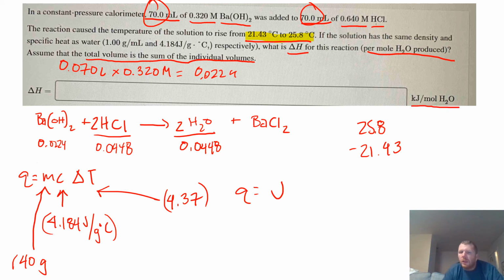So what I'm looking at here is what is the heat that is produced in this given reaction. So I'm going to take 140 times 4.184 times 4.37. That is equal to 2559.78 joules. Okay. Now, one very important thing about this problem is you have to think about what's happening.